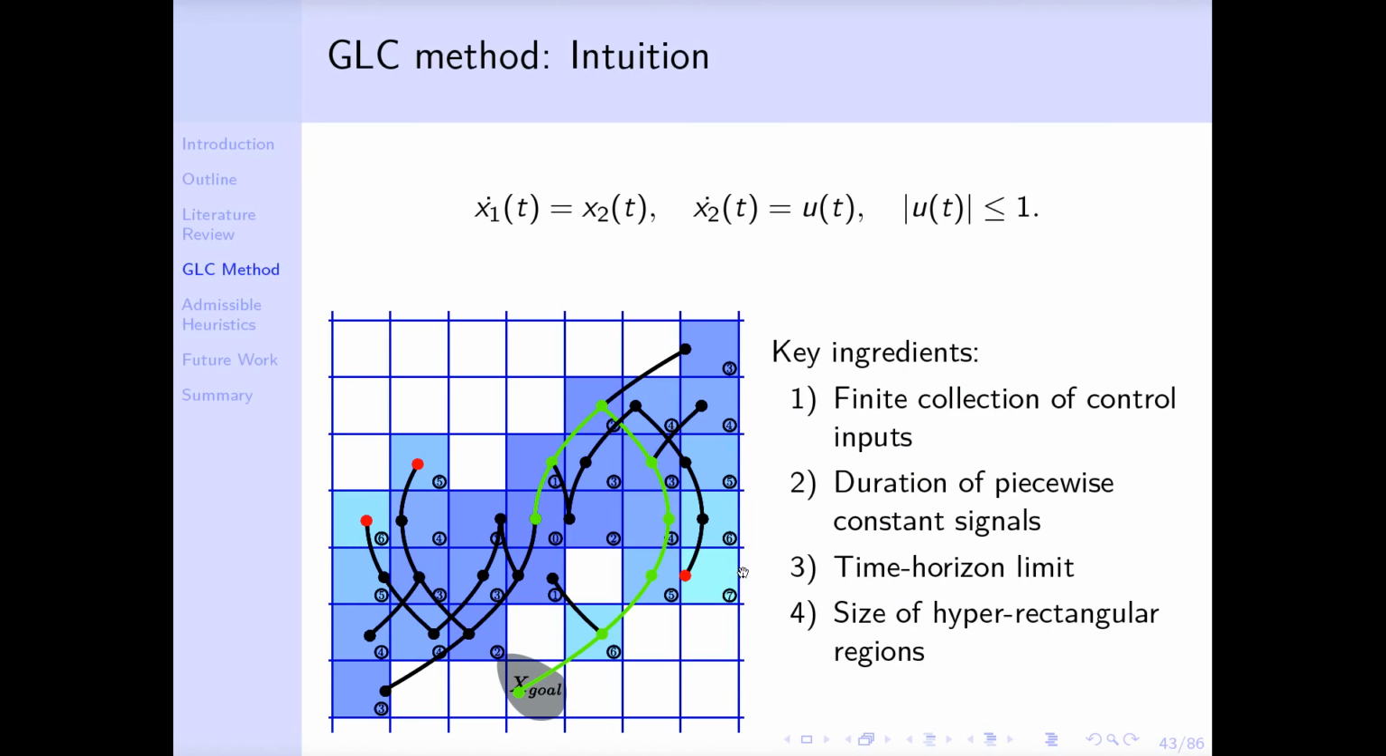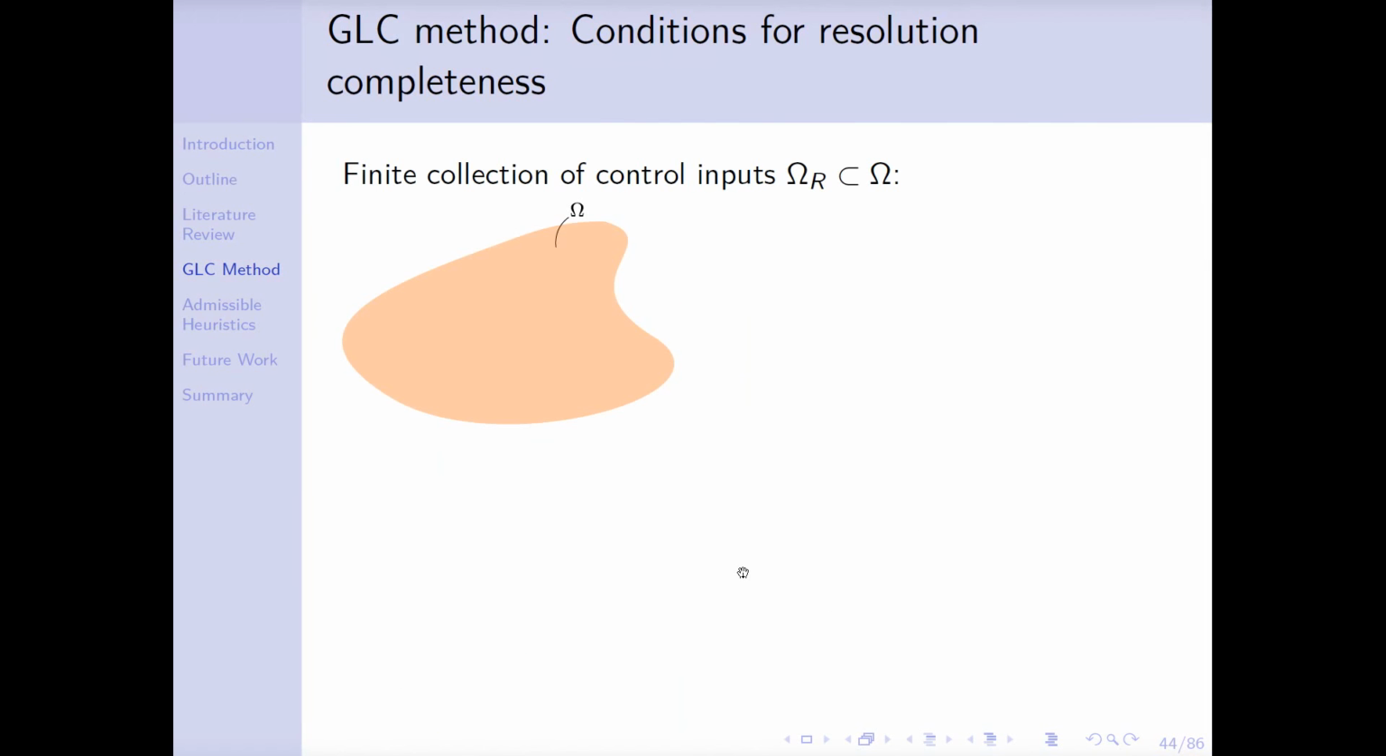There are a few key ingredients to this technique to get these optimality and completeness properties. The first is the finite collection of control inputs that we choose to forward simulate the dynamics with. Secondly, there's the duration that we forward simulate the dynamics with each of these control inputs. There's also a time horizon limit for the algorithm at each resolution, which is equivalently a depth limit to the search tree. And then also the size of these rectangular regions. Now I'll spend some time discussing the details of each of these aspects of the algorithm.